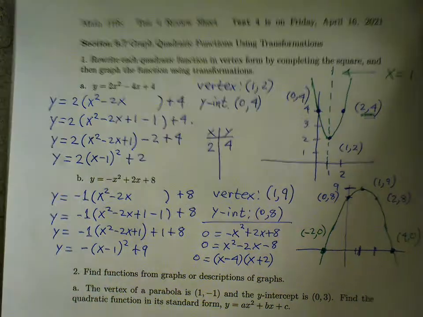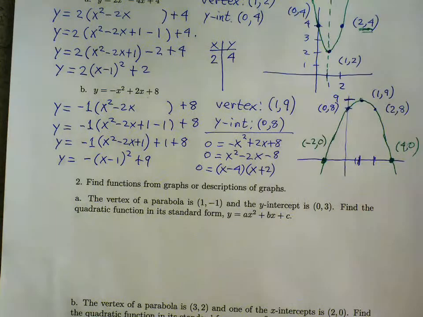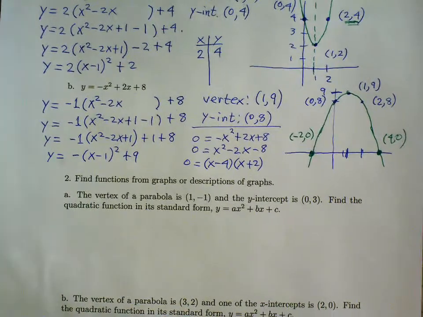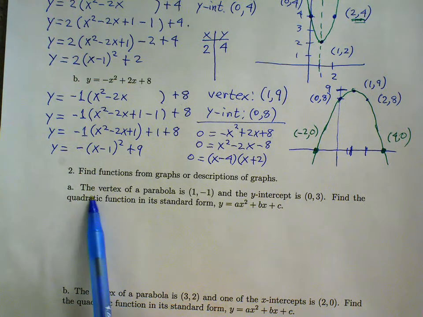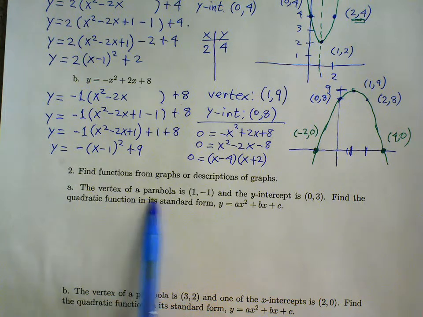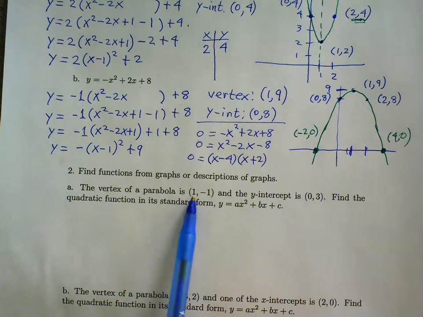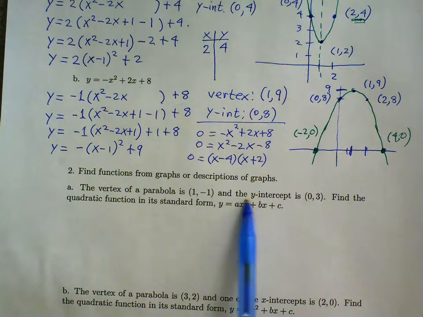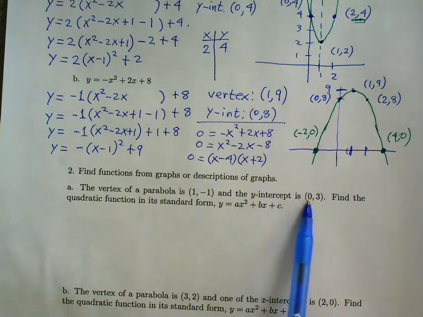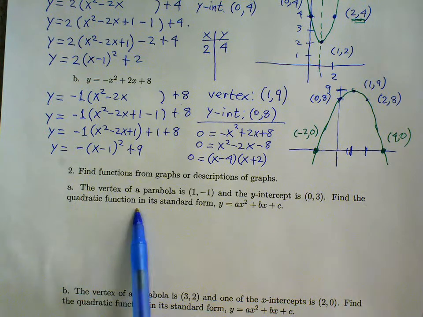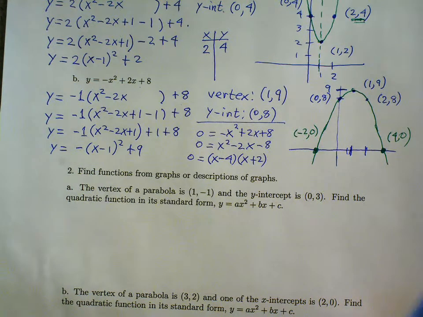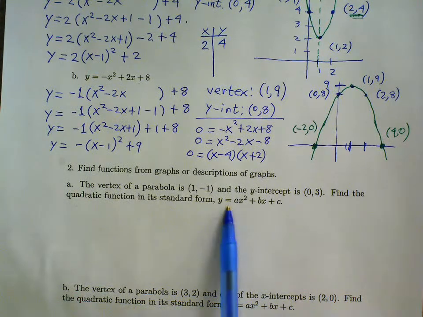Okay, the next part, find functions from graphs or descriptions of graphs. So here we're told that the vertex of a parabola is the ordered pair 1, -1, and the y-intercept is 0, 3. Find the quadratic function in its standard form, y equals ax squared plus bx plus c.